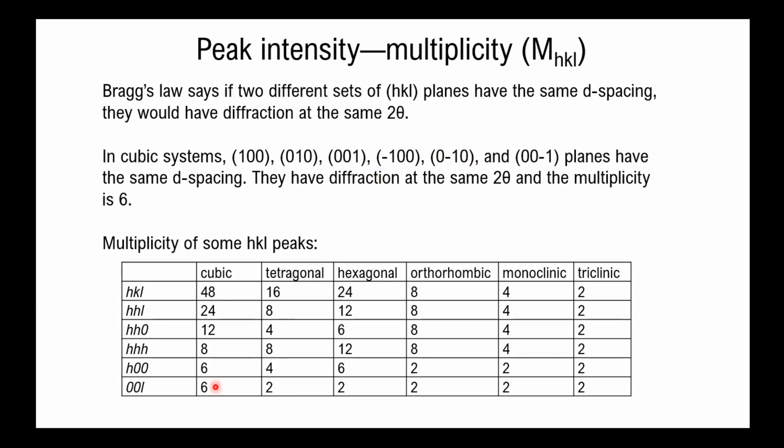So this is a table listing the multiplicity for the different crystal systems, depending on whether it's cubic or a lesser symmetry like tetragonal, hexagonal, and so on. And also they are characterized by the HKL. So you can see for the cubic system, if this is a random HKL, it will have a lot of multiplicity, right, and correspondingly a large intensity.